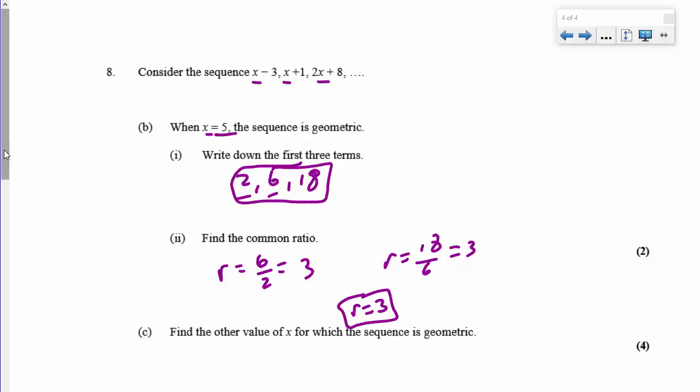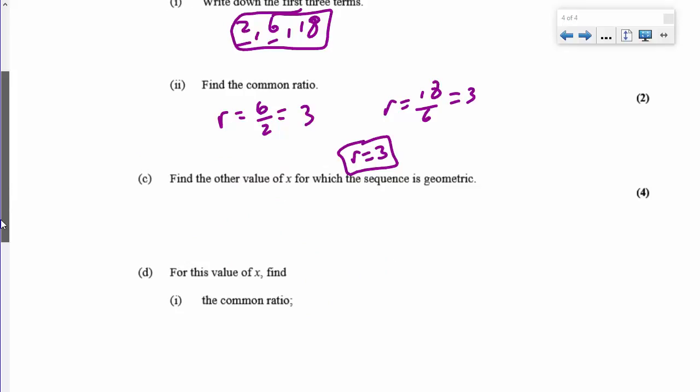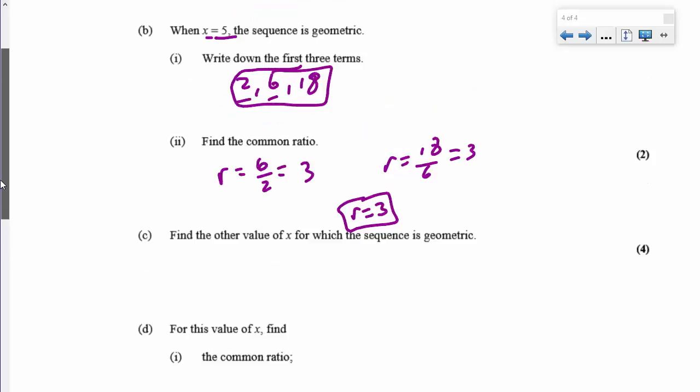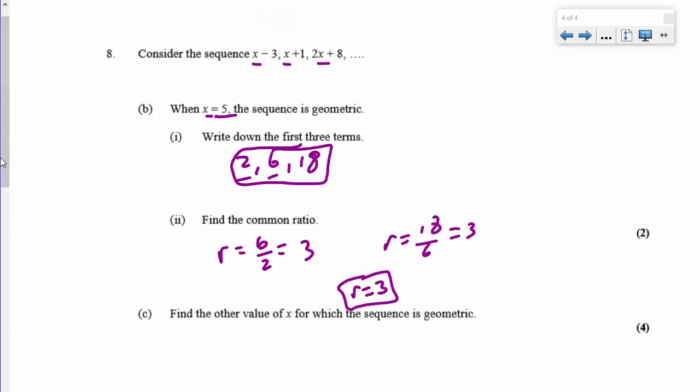All right, find the other value of x, which makes this sequence geometric. Okay, going back to the original problem, I told you if you take a term and divide it by the one in front of it, you'll get the value r. So we're going to do that again. We're going to say x plus 1 divided by the term in front, x minus 3, is equal to r. But so is 2x plus 8 divided by x plus 1.